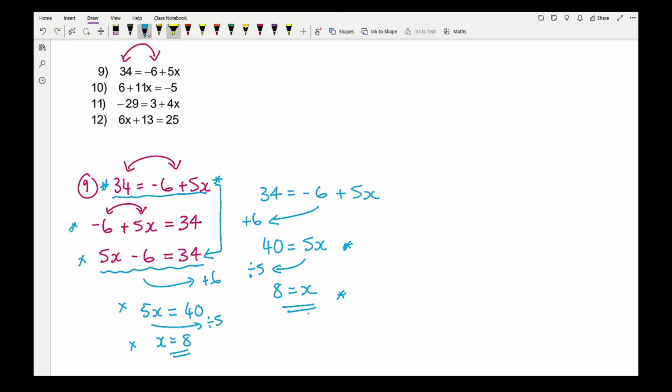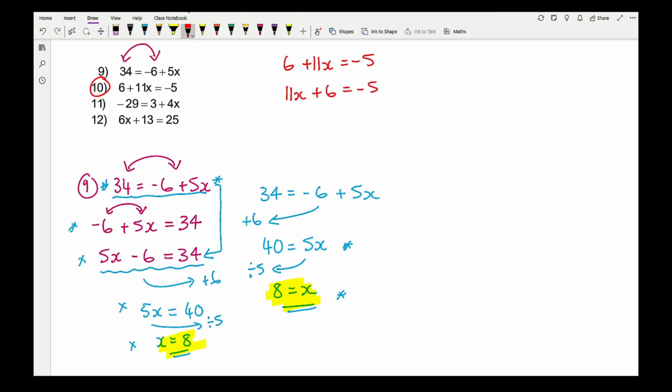And again, it doesn't matter whether it's 8 equals x or x equals 8, because they both give me the same answer. They both tell me that x equals 8. So moving on to question 10. I've got 6 plus 11x equals minus 5. Again, I could flip these two things around if you wanted to, but it's not essential.